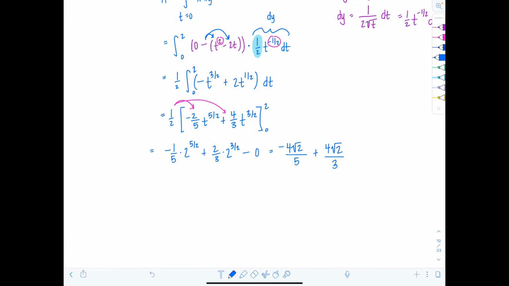Okay, and then if we get a common denominator, it's going to be 15. So if I multiply this by 3, I'll have negative 12 rad 2 plus 20 rad 2. So our final answer is 8 rad 2 over 15. Okay, yay for radicals.